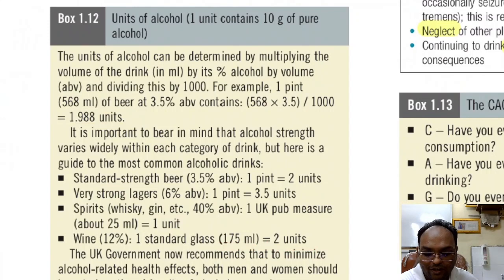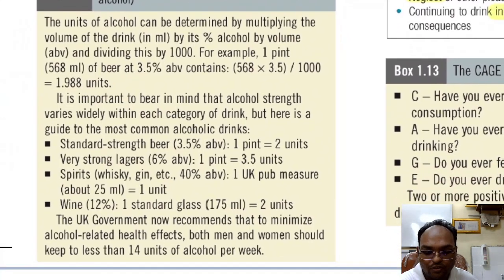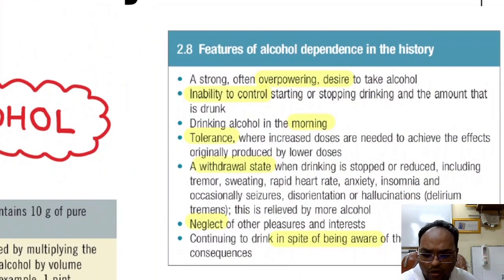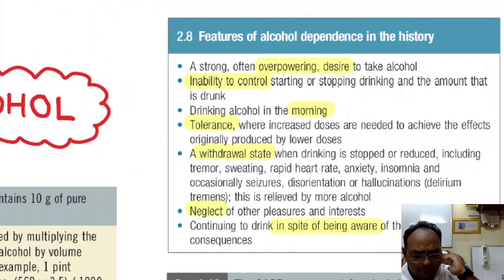So the ones which are most important are beer, spirits, and wine. Just a recapitulation: 1 pint of beer is 2 units, 1 standard glass of 175 ml of wine is 2 units, and spirits, 1 UK pub measure of 25 ml is 1 unit. Lagers, 1 pint is 3.5 units, right? The UK government recommends that both men and women should keep it to less than 14 units of alcohol per week.